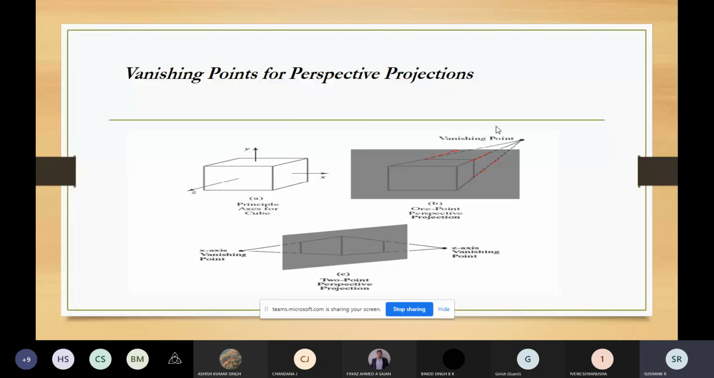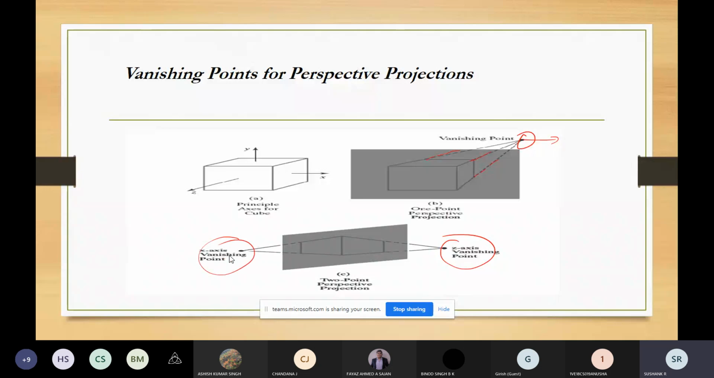The point at which these parallel lines start to converge, we call the vanishing point. You can see these lines which are projected in parallel converge at some point at a very far away distance. This point is known as the vanishing point. Each set of parallel lines will have a separate vanishing point. Here you can see we have only one vanishing point, and here we have two vanishing points, one for the z-axis and the other for the x-axis.